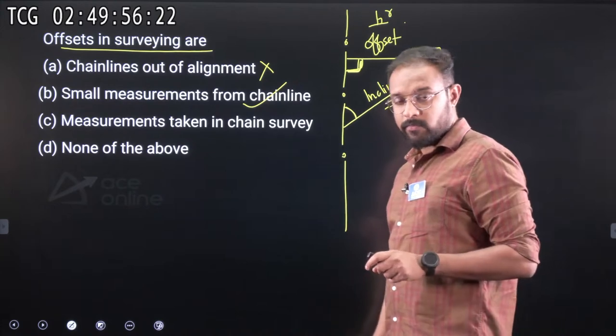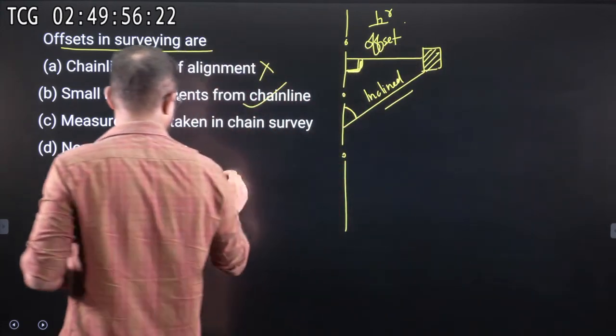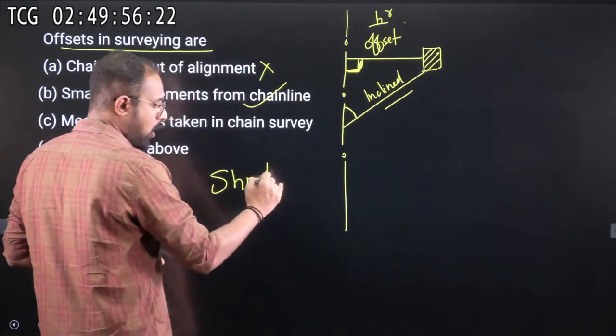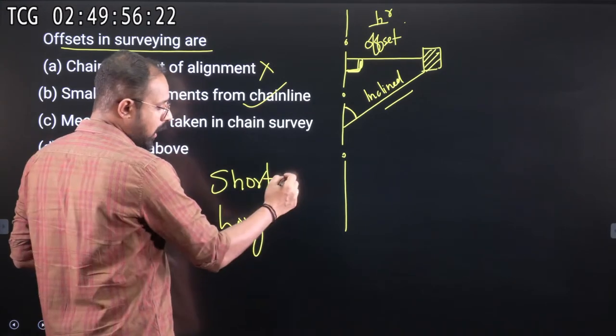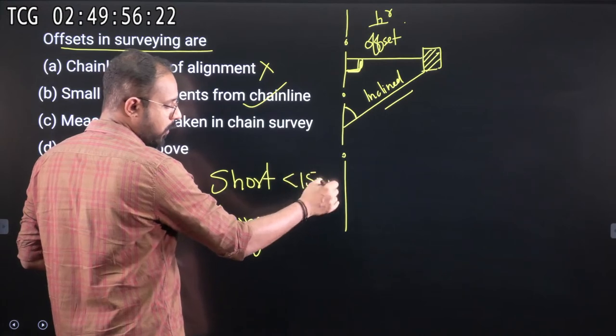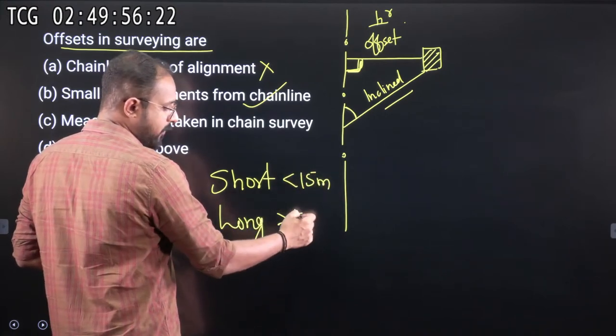Based on length also, we have two types of offsets. We have short offsets and long offsets. Short means less than 15 meters. Long means greater than 15 meters.